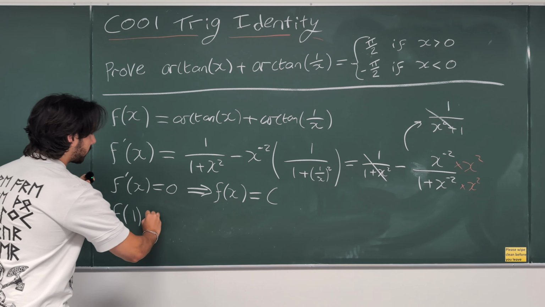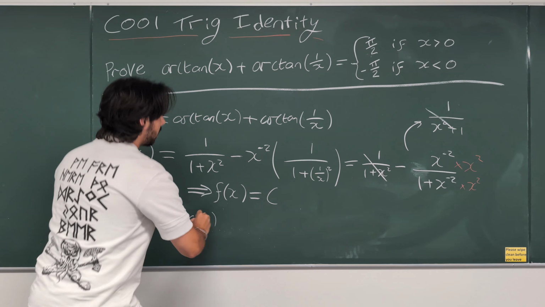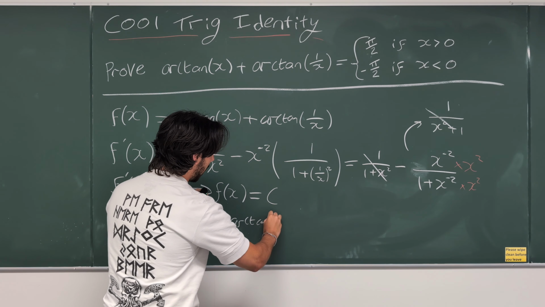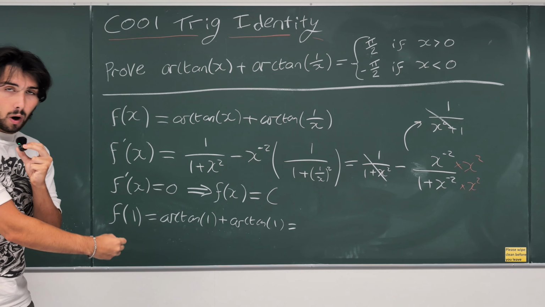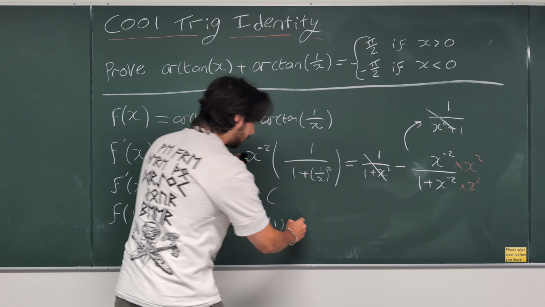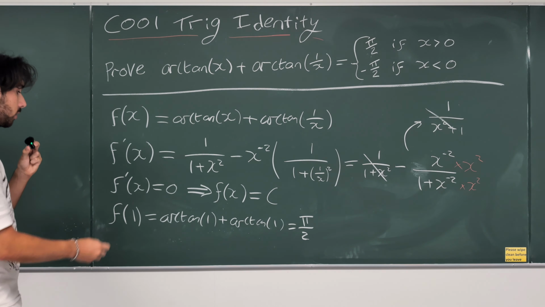f of 1 is arctan of 1 plus arctan of 1 over 1, right? So just 1 again. And you might know that arctan of 1 is pi over 4, and we're doing pi over 4 plus pi over 4, that's pi over 2. Okay, lovely stuff. So f of 1 is pi over 2.